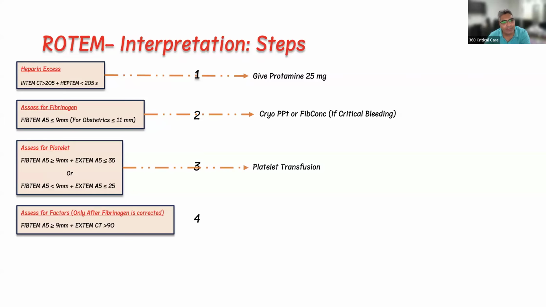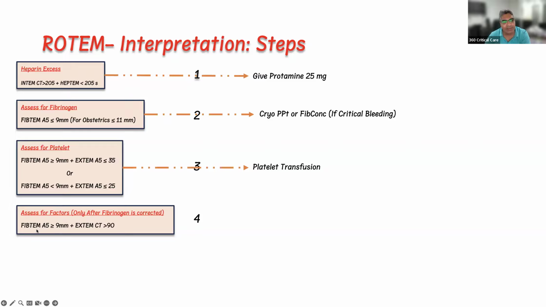The next step is to look for other factors, factor deficiency. But the prerequisite is that first you have to correct the fibrinogen. If you don't look for fibrinogen and correct it, then most of the channels will be abnormal and you will not be able to find the real reason. So you have to first look at the FIBTEM channel, correct the fibrinogen, and then go to the next step. Okay. So the fourth step, as I said, is to assess the factors.